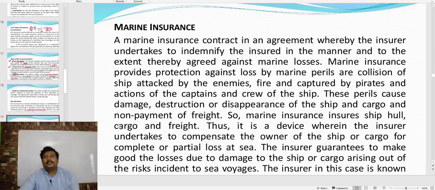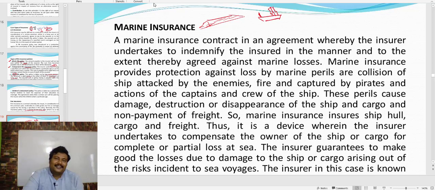Next one is marine insurance. What is marine insurance, बच्चा? Marine insurance is basically when your goods are transferred by ship from one place to another place, and if there is any damage during this particular transportation, the insurance company will pay.